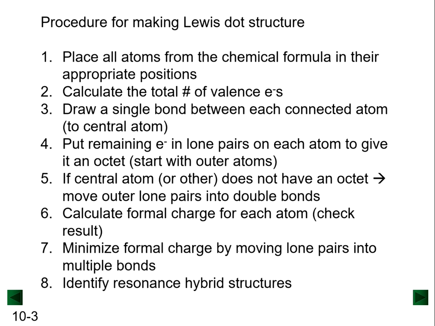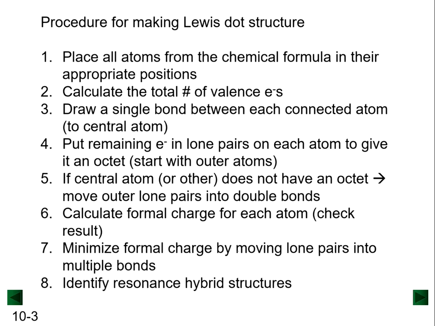Here's our procedure for making Lewis dot structures. You may want to print this out when you're first doing these problems so you have a sequence of steps. Once you get comfortable, you probably will not need this. First, you place all the atoms in the chemical formula in their appropriate positions, like we looked at on the last slide. Then we calculate the total number of valence electrons in the molecule.